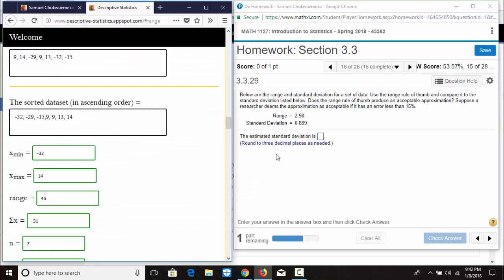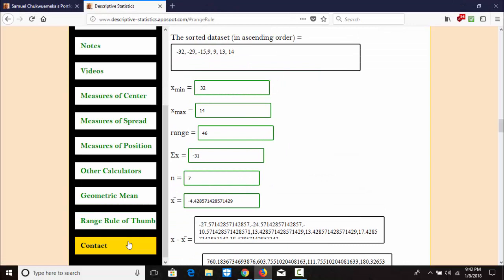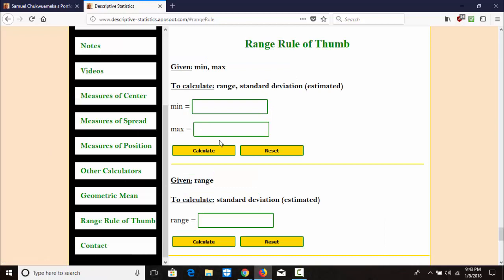Question 16. Below are the range and standard deviation for a set of data. Use the range rule of thumb and compare it to the standard deviation listed below. Does the range rule of thumb produce an acceptable approximation? Suppose a researcher deems the approximation as acceptable if it has an error less than 15%. We've been using StatCrunch, so let's use my calculator this time around. Range rule of thumb gives you an estimated value of the standard deviation. So just click on range rule of thumb.